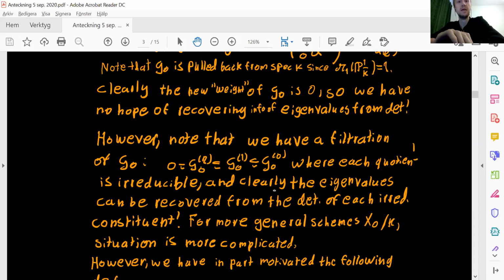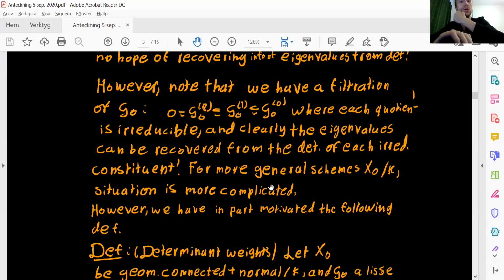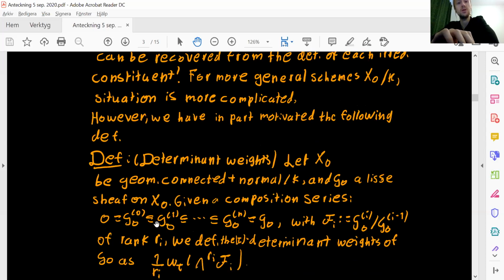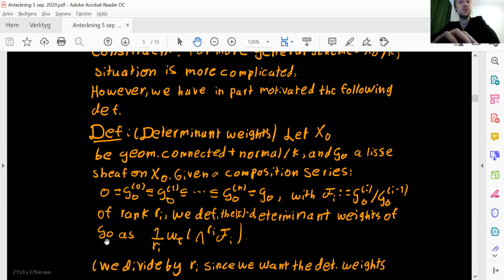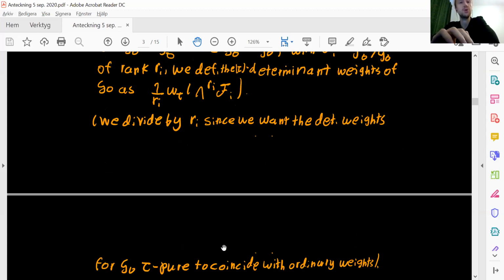For more general schemes X0 over k, the situation is of course more complicated, but we will try to mimic this idea to define the general determinant weights. So here's the official definition of determinant weights. Let X0 be geometrically connected and normal over k, and let G0 be a lisse sheaf on X0. Given a composition series of G0 with quotients Fi, defined as Gi mod Gi minus 1, of rank Ri, you can then define the tau determinant weight of G0 as the sum of 1 over Ri times the tau weight of this top exterior power. The reason we divide by Ri is that we want the determinant weights of a pure sheaf to coincide with ordinary weights.